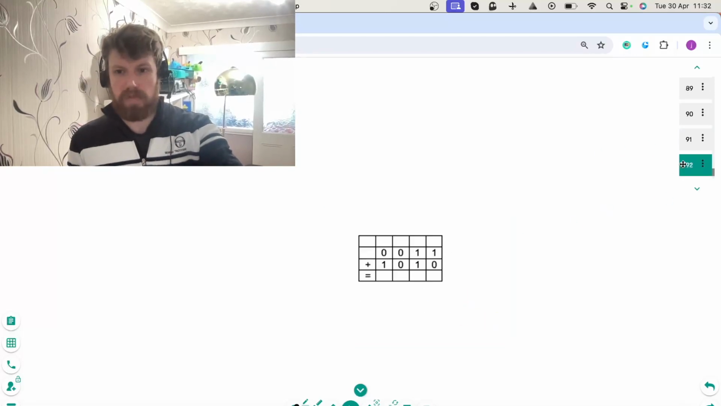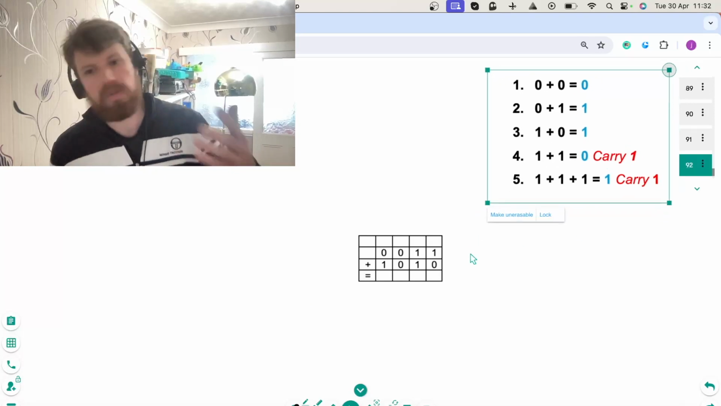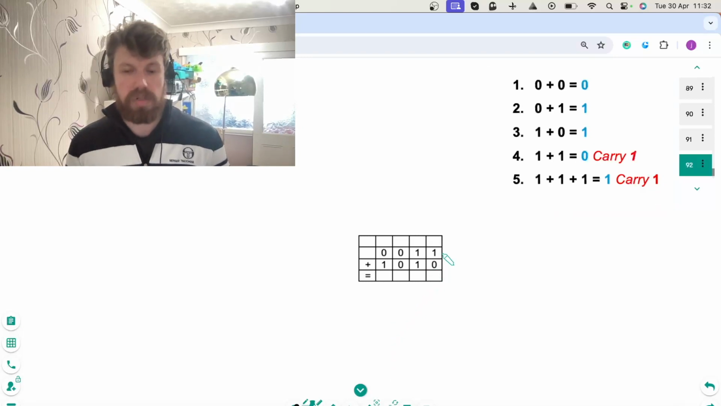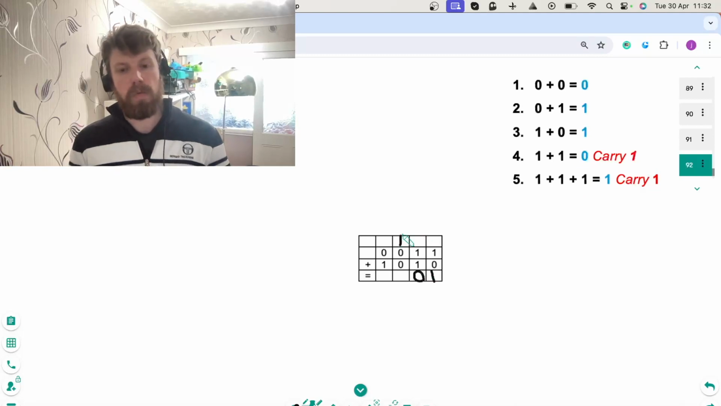So what we're going to do, get these rules, make sure that you write them at the top, just so that it gives you a quick reminder of what each of these things are. You are then going to start from the right hand side, which is 1 plus 0 is equal to, and if we check the rule, 1 plus 0 is 1. So I'm just going to write that down there. 1 plus 1 is equal to 0, as we can see here, carry the 1, which I'm going to write up here. 1 plus 0 plus 0. This is the same as rule 3, so we're just going to write a 1 down here. 0 plus 1 is going to be 1.